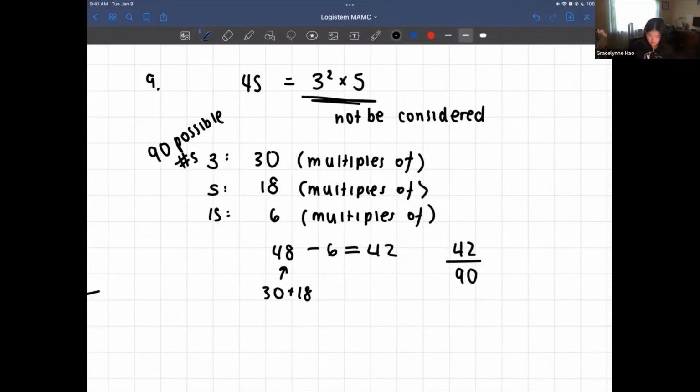But in this case, you need to remember that the number 42 that you find means they're the multiples, so they're the numbers that are not relatively prime to 45. But Kayla wants to find a number that is relatively prime to 45. So in this case, you would just do 1 minus that, which would be 8 out of 15, which is the correct answer.